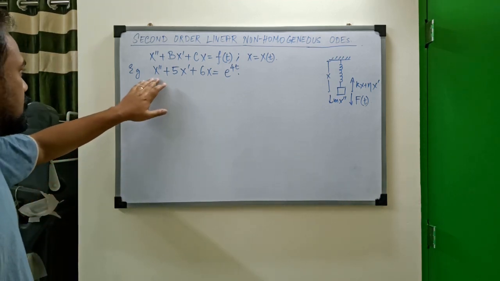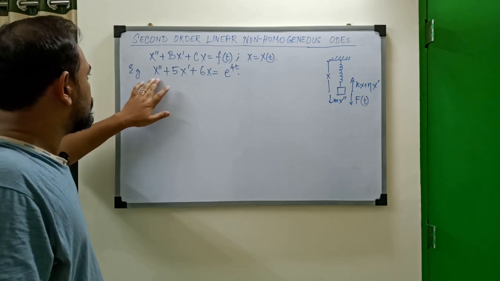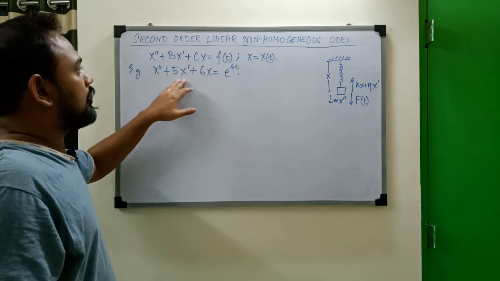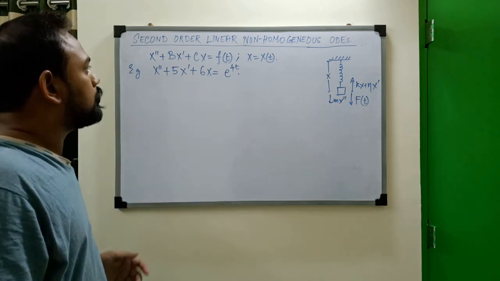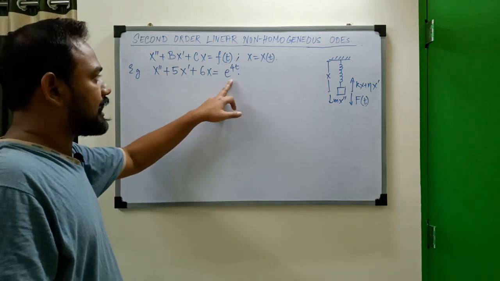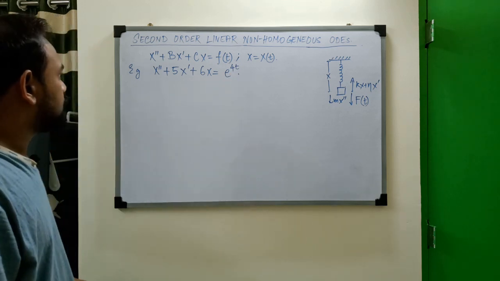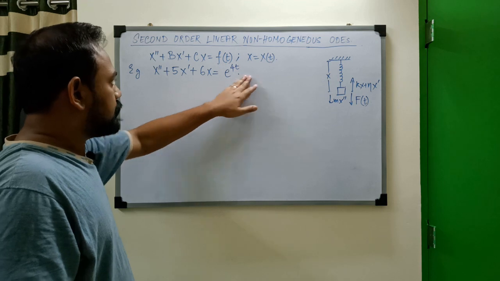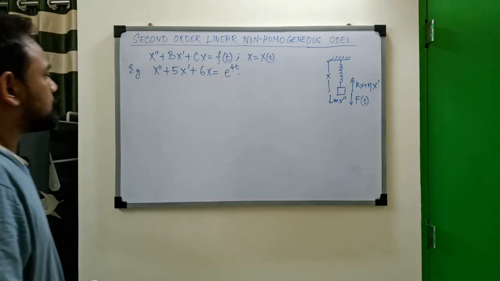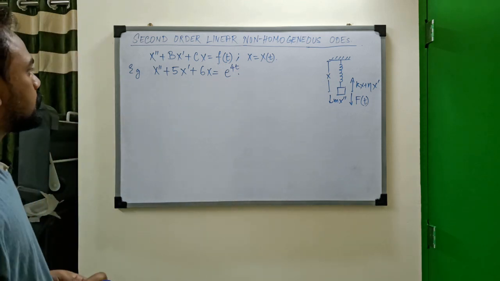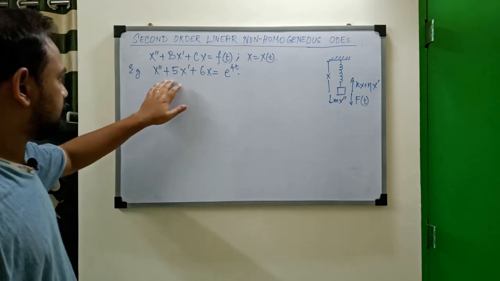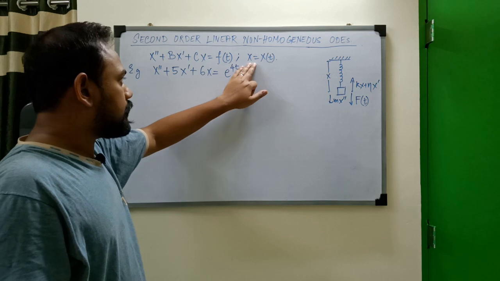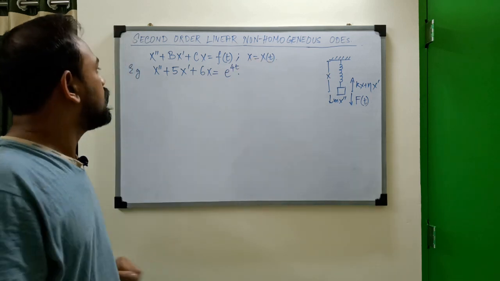As an example, we can say that this is a second order linear ordinary differential equation of the non-homogeneous type, because the right hand side is an exponential function of time. So it's non-zero and it's a function of time. Alright, so now the question is, what do you do with a differential equation like this? Of course, as always, you solve it. In other words, find out what x is as a function of time.